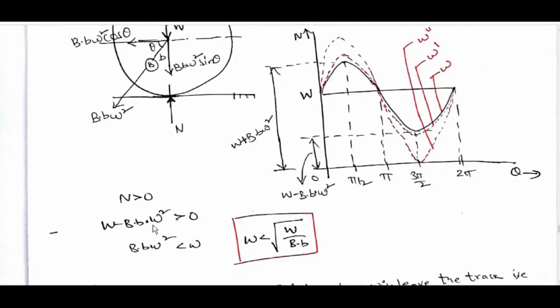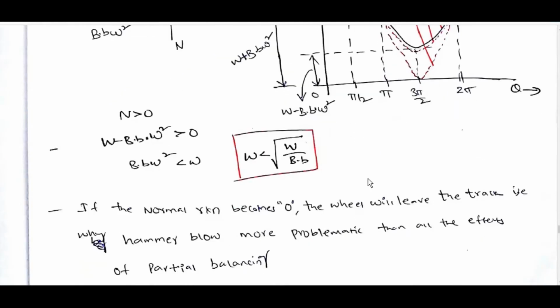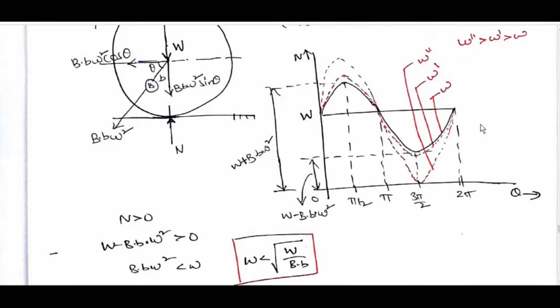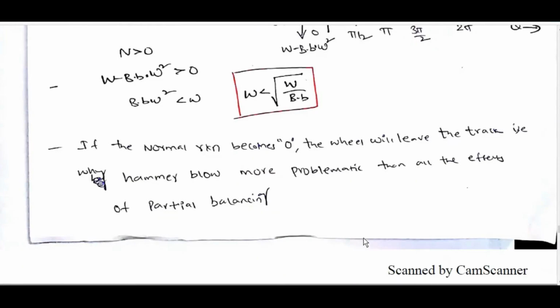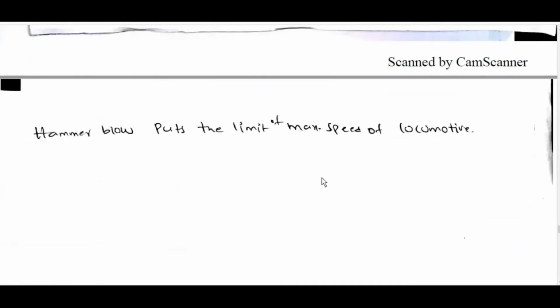N greater than 0, so W minus capital B small b omega square is greater than 0. Therefore omega must be less than root of W by capital B small b. As omega increases, if the normal reaction becomes 0, the wheel will leave the track. That is why hammer blow is more problematic than all other effects of partial balancing. Hammer blow puts the limit on the maximum speed of a locomotive.